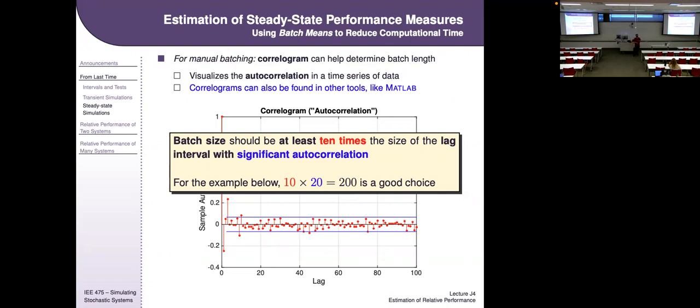So any questions about that? About what batches are and how to figure out your batch size? Okay.